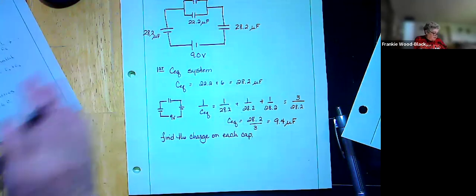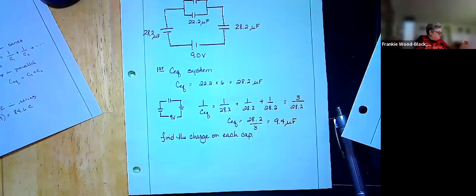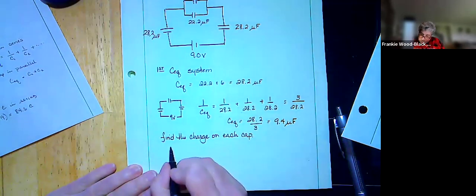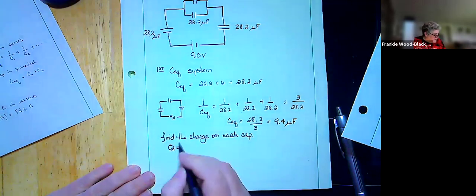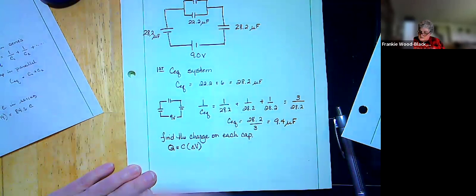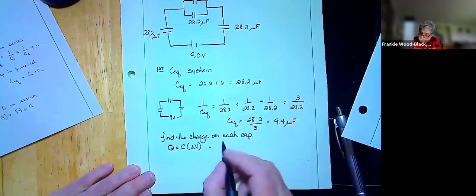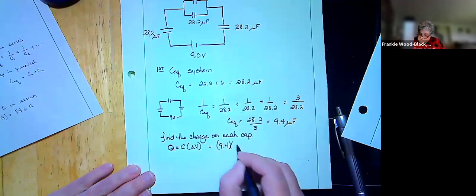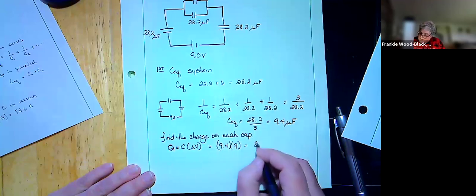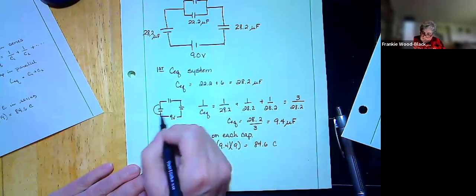All right, so to find the charge on each capacitor, we know that Q is going to equal C times our change in voltage. Each one of these is 28.2, or our equivalent capacitor for our whole system. So I'm going to get my 9.4 times my 9 is going to give me a charge of 84.6 microcoulombs on each one of these.